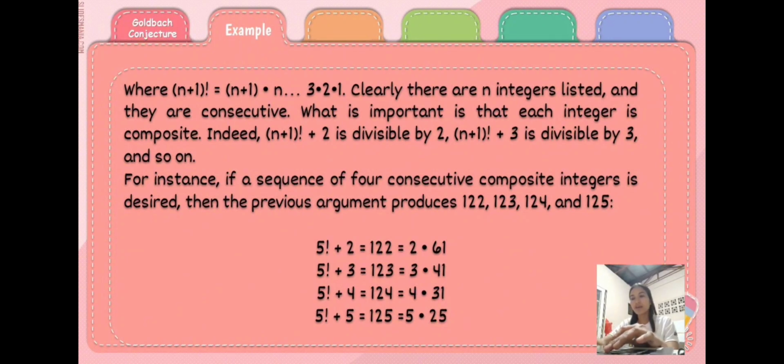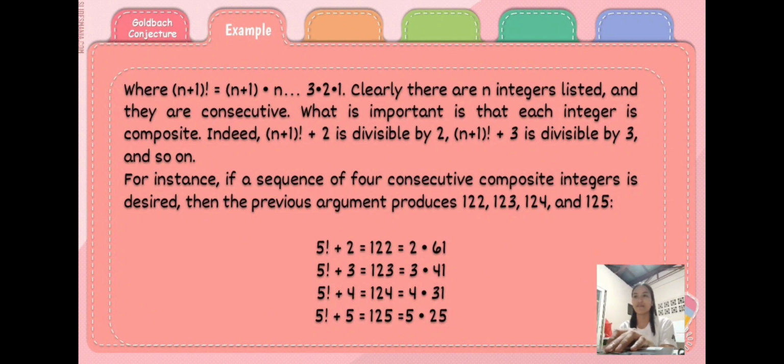We also have here 5 factorial plus 3 is equal to 123, which is equal to 3 times 41. Obviously, both are prime numbers. And we have also 5 factorial plus 4 is equal to 124, which is 4 times 31, and 5 factorial plus 5 is equal to 125, which is equal to 5 cubed.